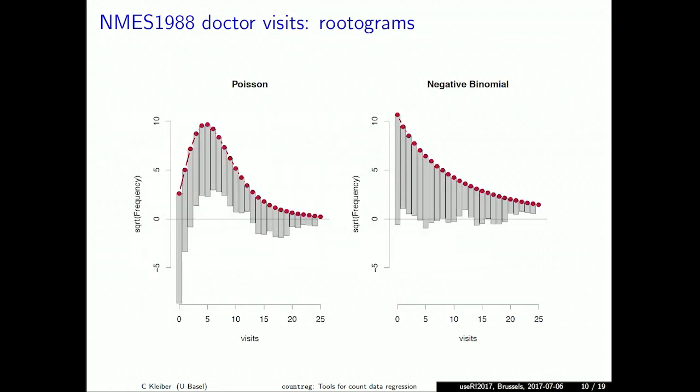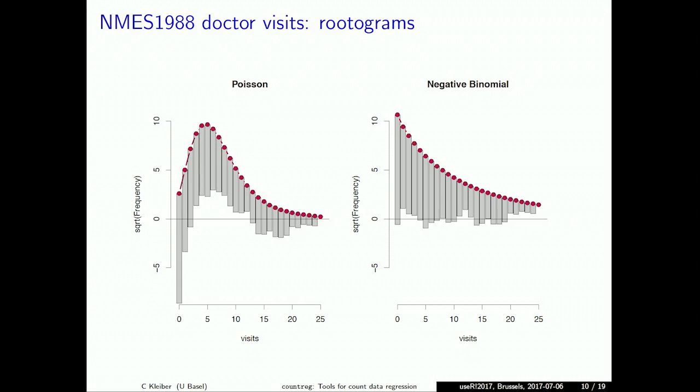So for visualization of the thing, you can use these rootograms, which basically aggregate the predicted distribution for the individual observations. And what this plot indicates is that the Poisson is an embarrassment for these data because it underfits the tails and overfits the center.